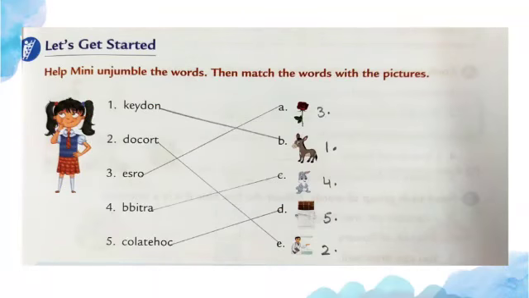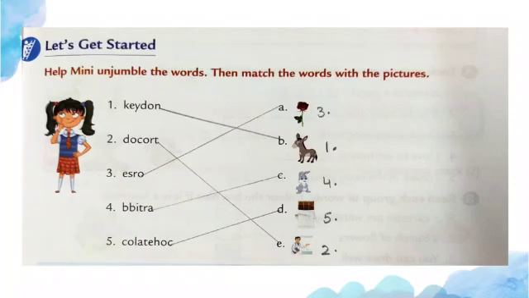Help Minnie unjumble the words. Then match the words with the picture. Here are a few words given, but the letters are not in the correct order. We have to make the letters in the correct order, then match with the correct picture. First one, Keydon. It is donkey. So number 1 will be matched with B.